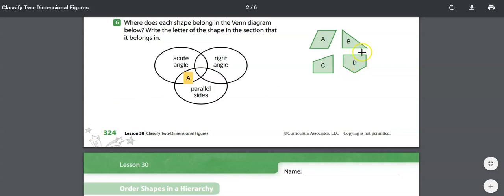Now let's look at B. Now for B, I don't have any parallel sides, so I know that my shape will not go down here in my Venn diagram. But I do see a right angle right here, and I do see that I have 2 acute angles. So that means I have a right angle and I have an acute angle, and this section right here is where the 2 overlap. So I know that my shape B will go in that part of my Venn diagram.